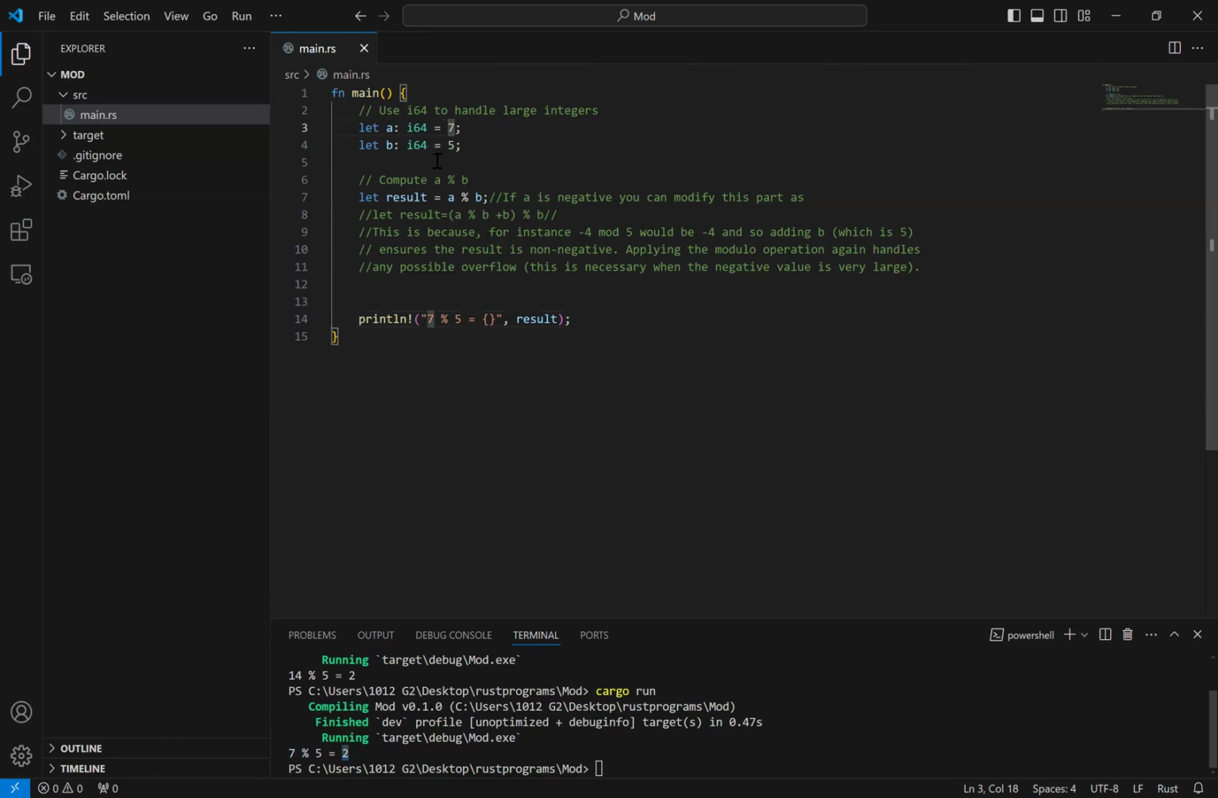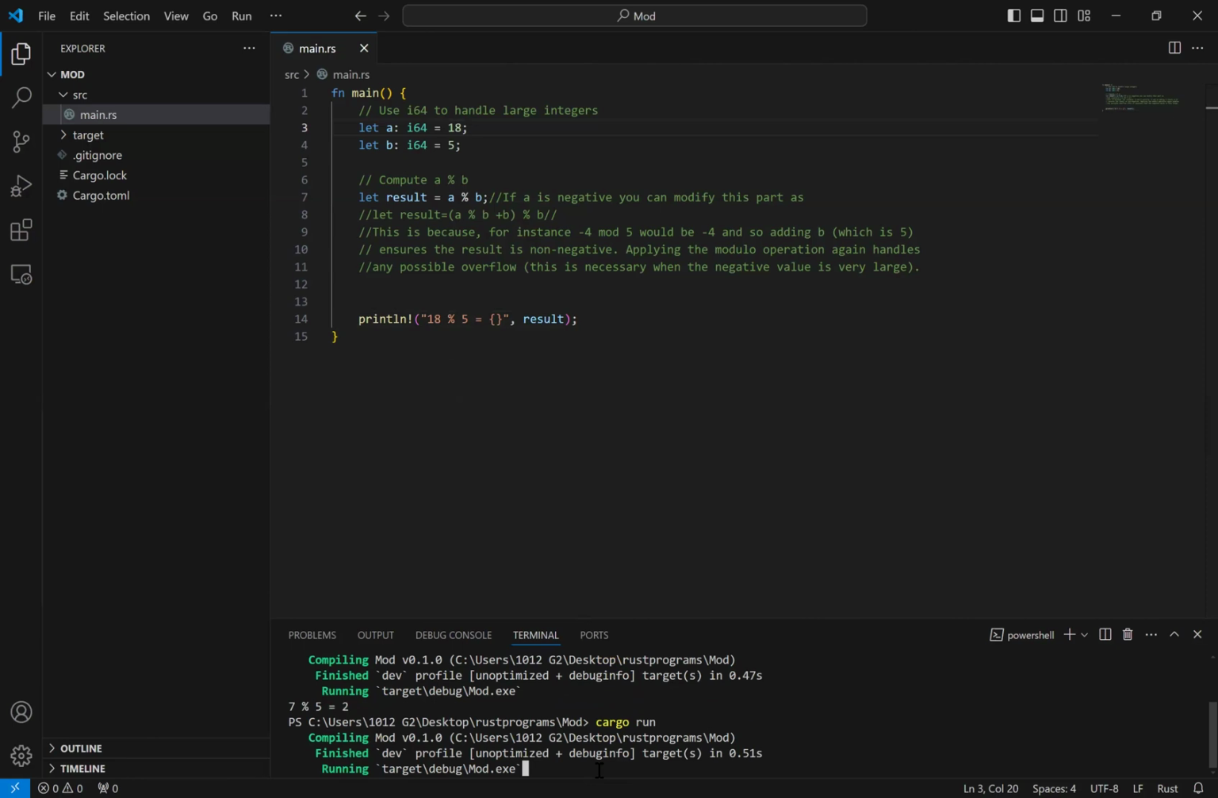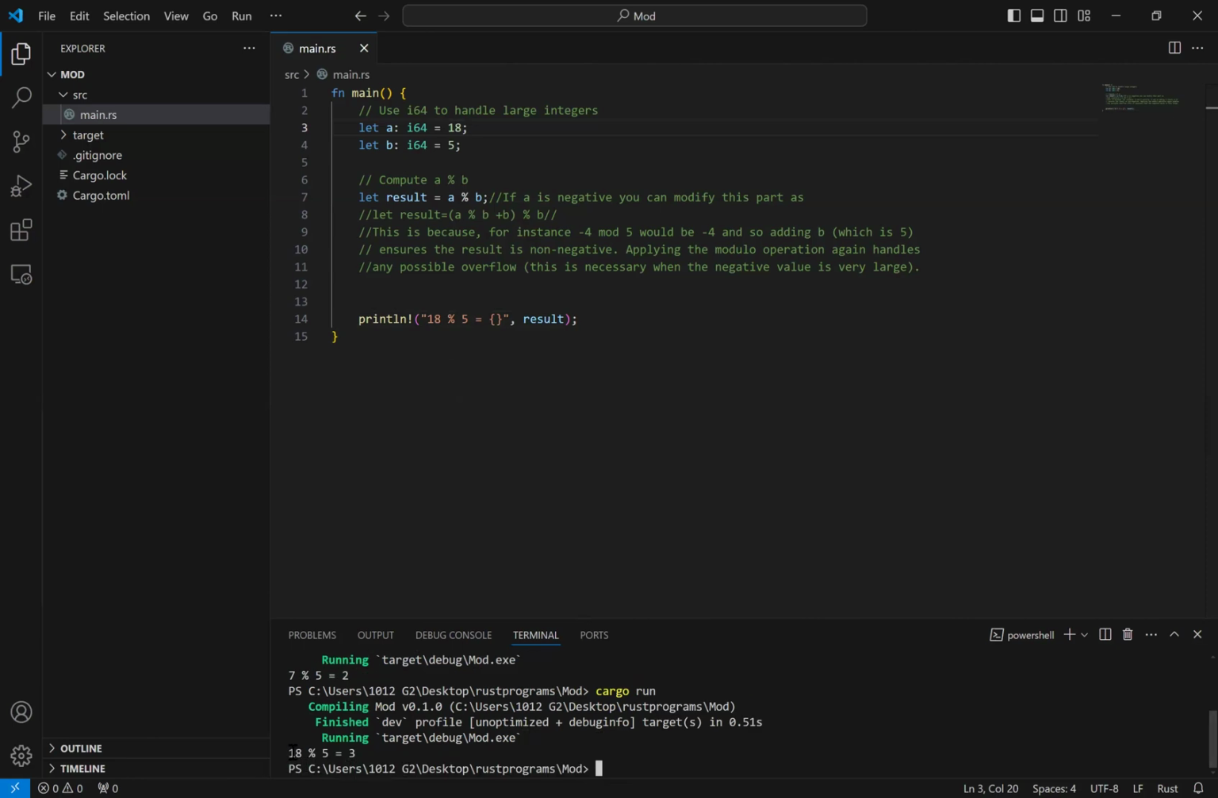Good. Let me try 17 and change this part also to be 17. That will again be 2. Let me try 18, which is supposed to be 3 on division by 5. Run. Yes, it says when you divide 18 by 5, the remainder will be 3.